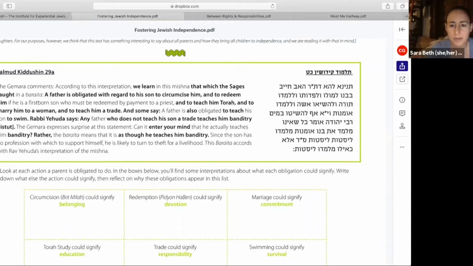I want to say something about swimming. The first time I encountered this text, I'm from Florida, and I'm like, yeah, you have to learn how to swim because there's pools everywhere. But stepping back now and thinking about it, it's teaching your child how to keep themselves safe, more broadly. It's not that you need to know how to swim. It's that you need to know how to keep your head above water, whatever the situation is.